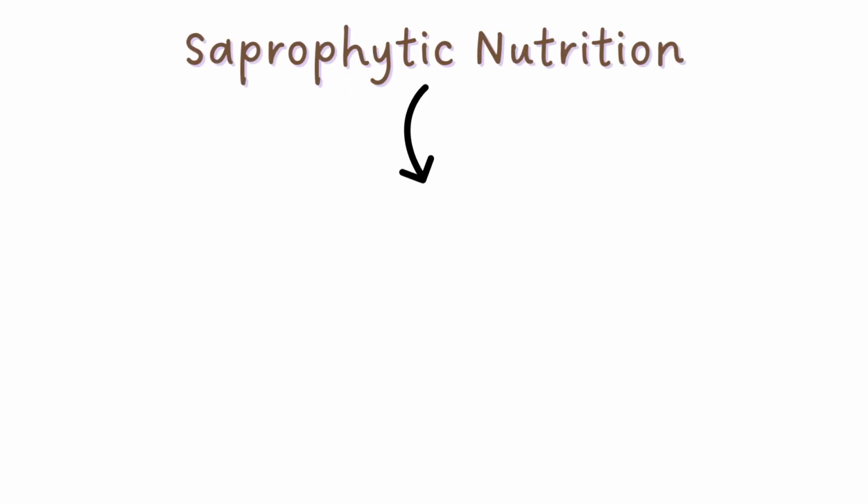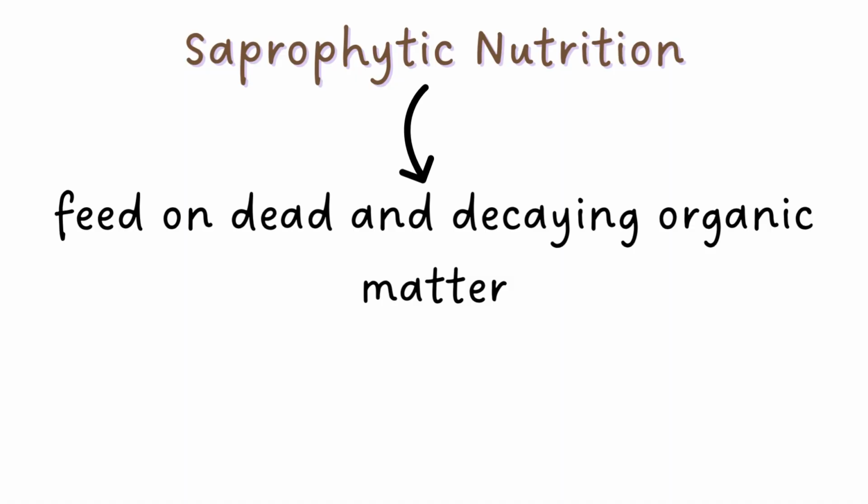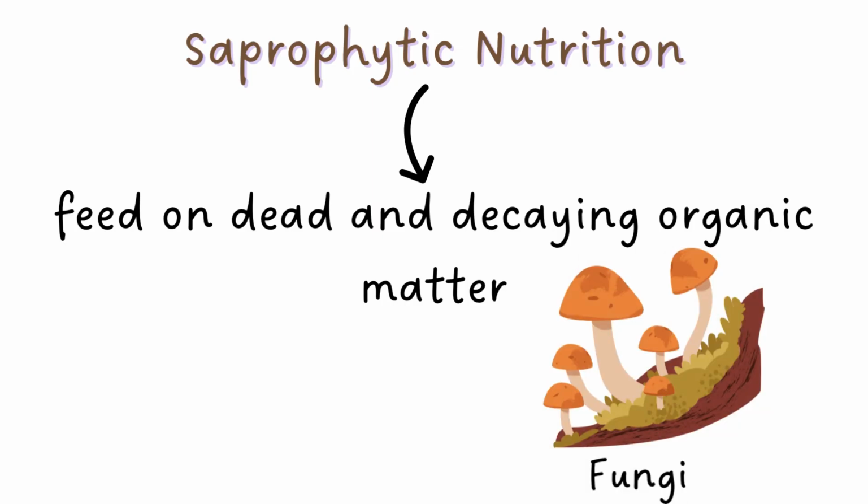Next, we have saprophytic nutrition. Organisms in this class feed on dead and decaying organic matter. They secrete powerful enzymes externally to break down the food before absorbing the resulting liquid nutrients. You can find organisms like fungi. An example of this is mushroom and some bacteria in this class. They are nature's essential recyclers. So they help in the breakdown of dead animals, of dead plants, and help to recycle nutrients both into the soil and into the air.